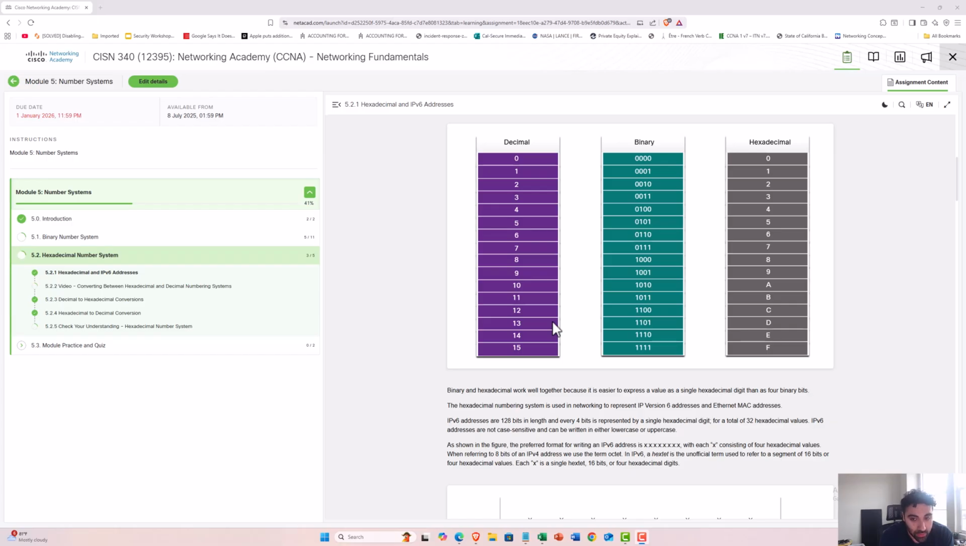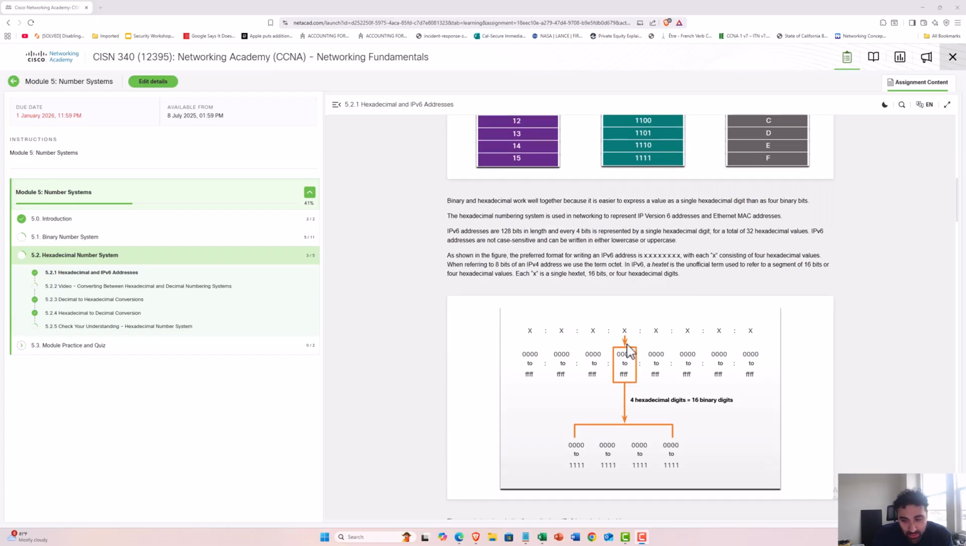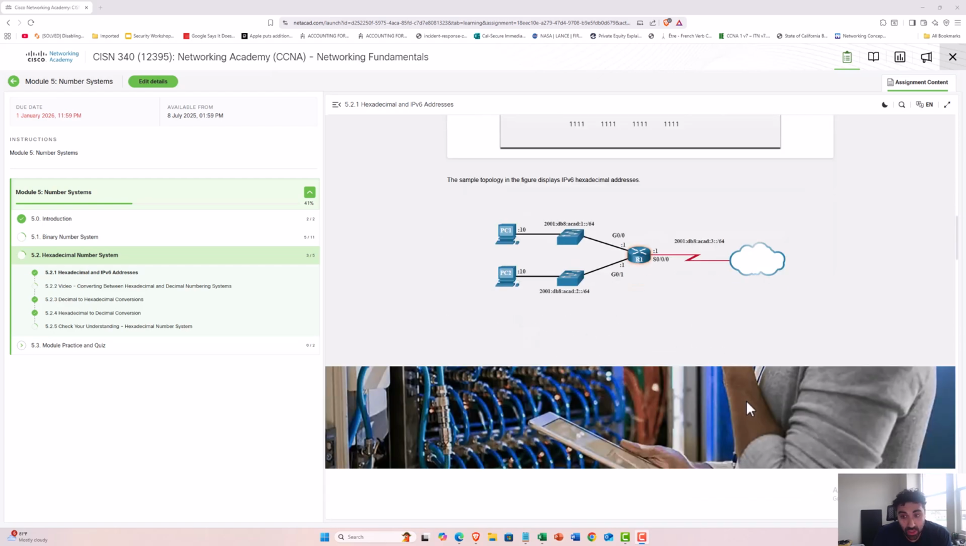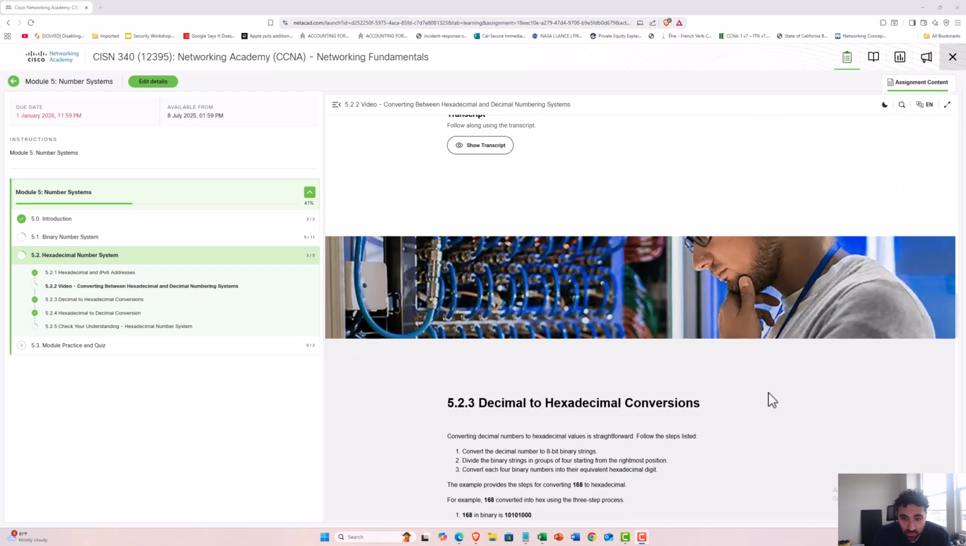So now we use IPv6, which is 128 bits, right? That's a lot more IP addresses that we can utilize, rather than 4 billion, which is 2 to the 32nd. Anyways, those are the two reasons, MAC addresses and IPv6, why we even think about hexadecimal.